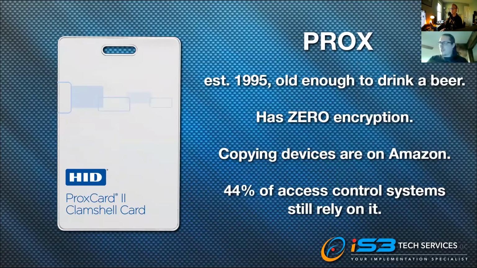Your standard prox card, that 44% of facilities are still using, got some notes on it here. Came out in 1995. It's old enough to drink a beer. There's no encryption on it. Everything's just plain text. You can buy a copying device on Amazon. And like I said, 44% of access control systems still use this.